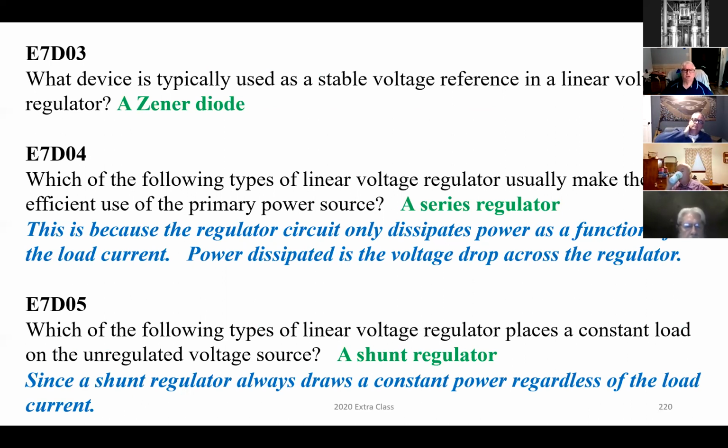Okay, the next one, which of the following types of linear voltage regulator places a constant load on the unregulated voltage source? That would be a shunt regulator, since a shunt regulator always draws a constant power regardless of the current.